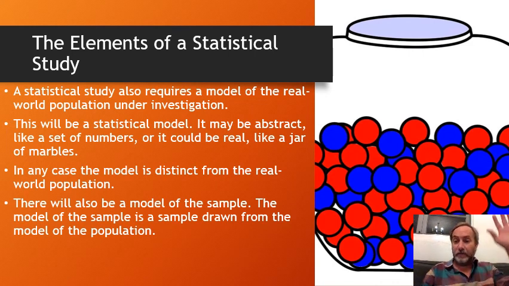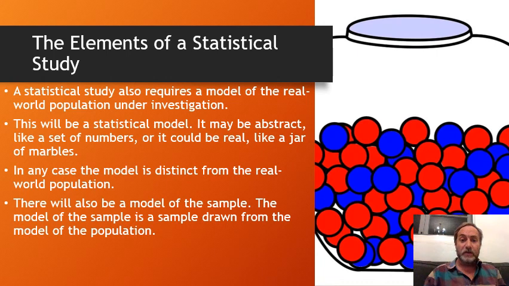Okay, so that was the left-hand side of our little chart of the parts of a statistical, scientific model. There's the real world part that includes the population and the sample, and then we've got the model part. You need a model of the real world population in order to do a statistical study.